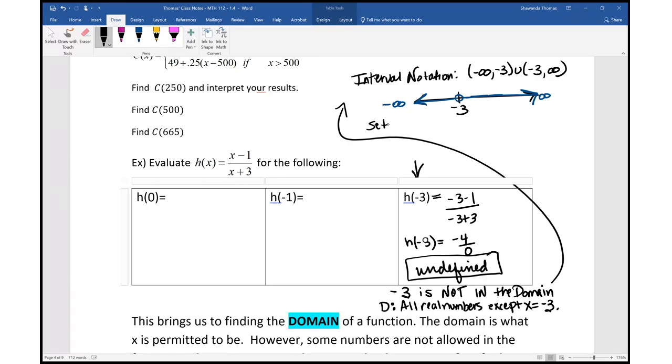Set builder notation will look like this. Braces, all x values such that (the vertical line represents "such that") x cannot equal negative 3. All this set builder notation is saying is that all other real numbers work except x equals negative 3. That's what it's saying.